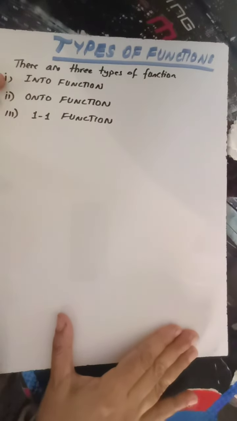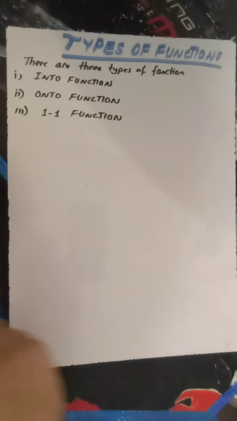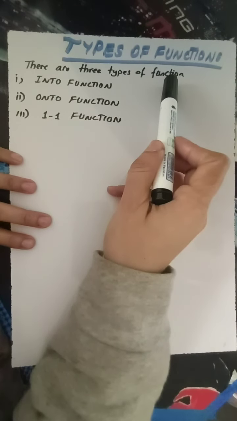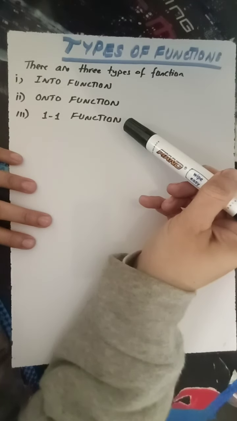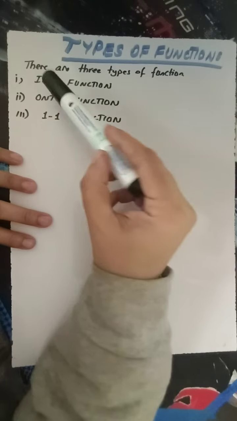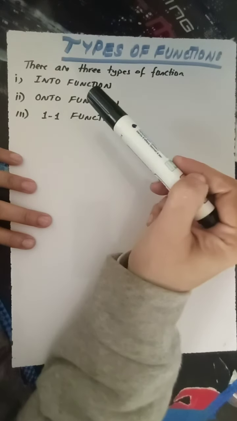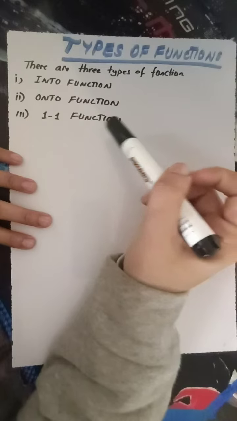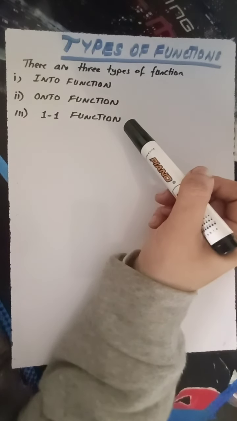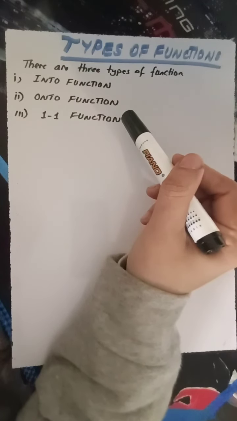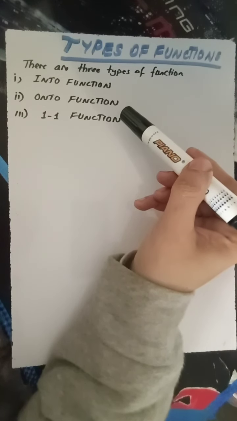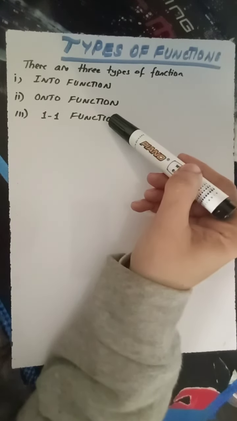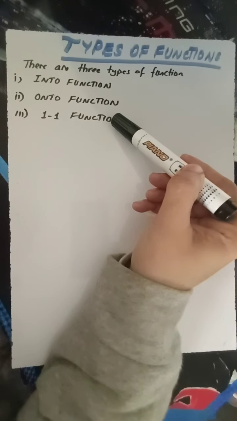Now, types of function. There are 3 types of functions. The first is the into function, the onto function, and the one-one function. There is a slight difference between these 3 functions according to the range of the binary relation. We will be observing the range of the binary relation to understand which type of function we have in our question. All these 3 functions have their own definition, their own conditions.